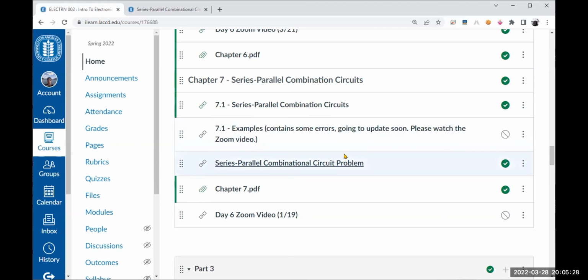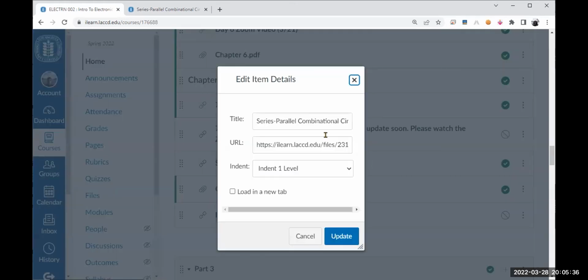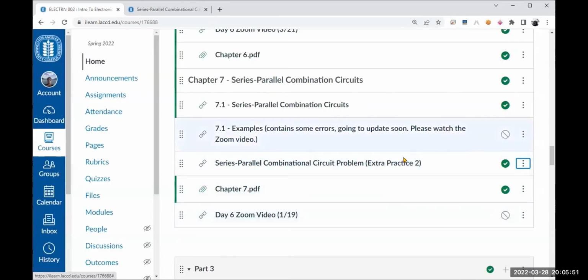What is it going to be under? It should be here. Maybe this one is a... let me go back a note. This is an extra practice 2. I call it 2, and then later once I finish that, I will insert here what is called extra practice 1. Cool. Okay. Sweet. Thank you. You're welcome. It's just below chapter 7, series parallel combination circuit over here.